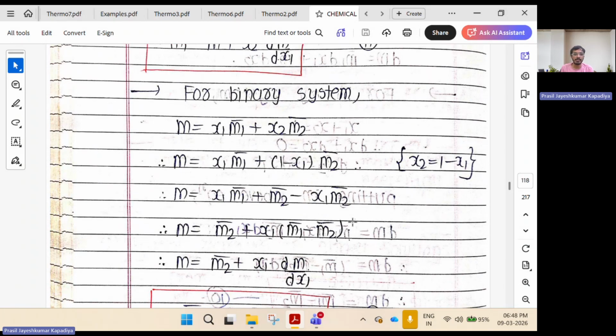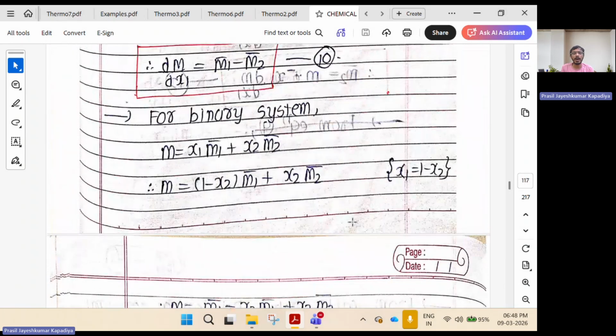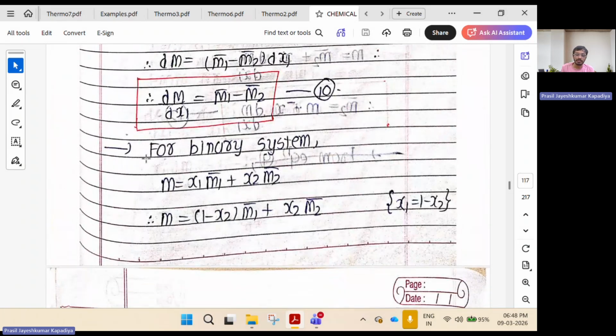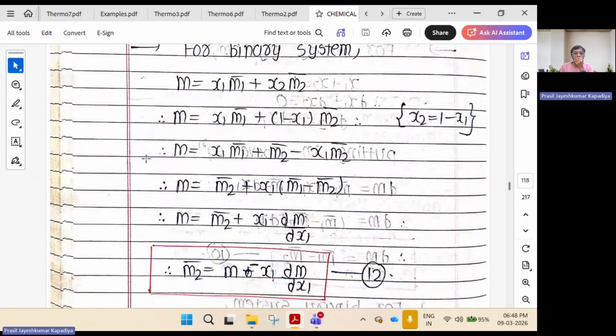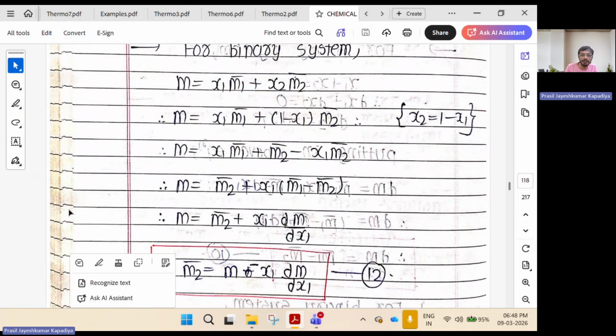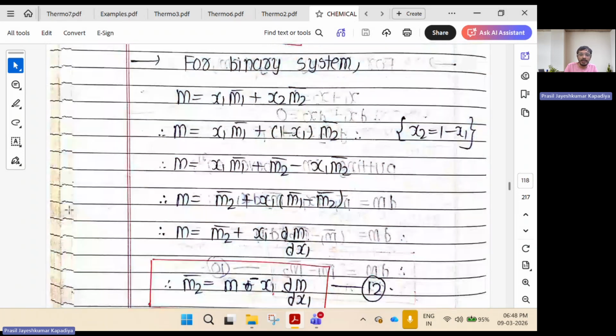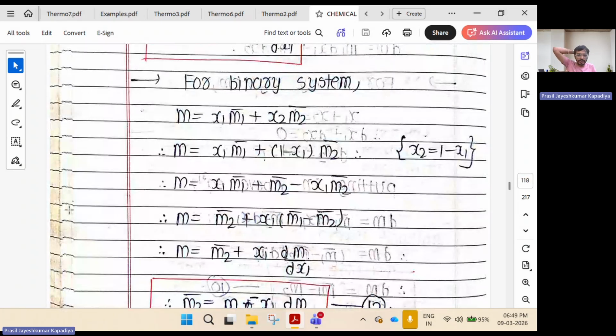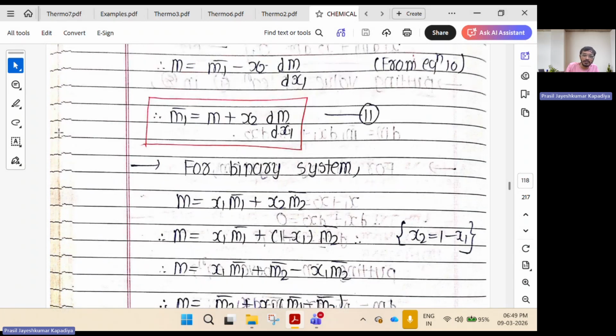So what is m1 bar minus m2 bar? Again, m1 bar minus m2 bar is dm dx1. So if I rearrange it, I find that m2 bar is equal to m minus x1 dm dx1. So now we know the partial molar properties of component 1 and component 2 in the mixture. But we see that there is one differentiation term coming out, that is dm dx1. So what do these two equations graphically represent? What do we get from these two equations?